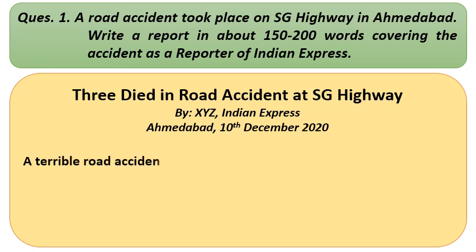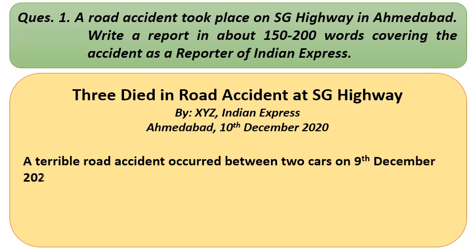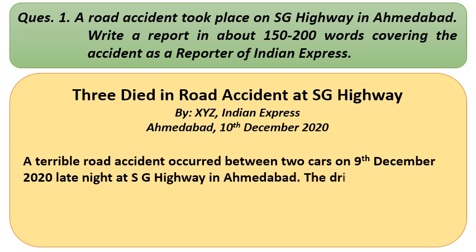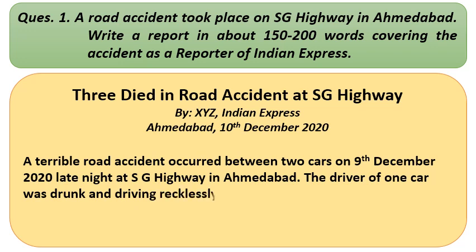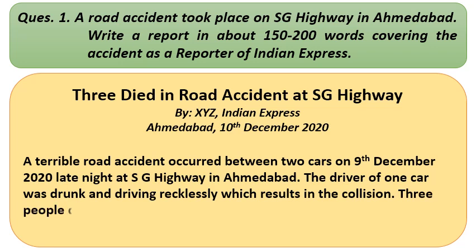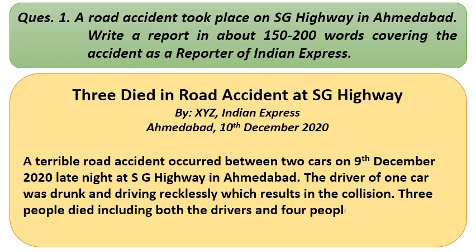A terrible road accident occurred between 2 cars on 9th December 2020 late night at SG highway in Ahmedabad. The driver of one car was drunk and driving recklessly, which results in the collision. 3 people died, including both the drivers, and 4 people were seriously injured. So this is the first paragraph and it includes all the 5 W's.